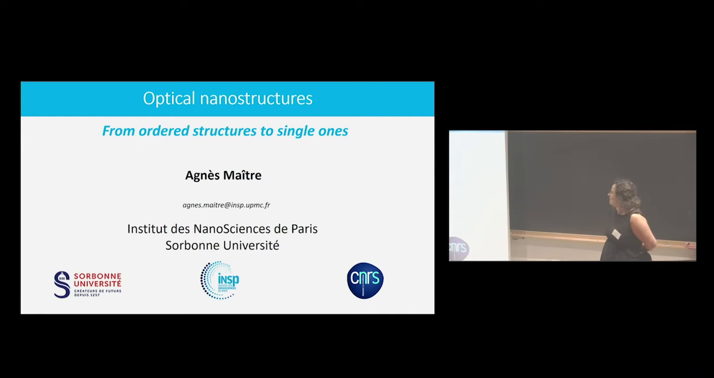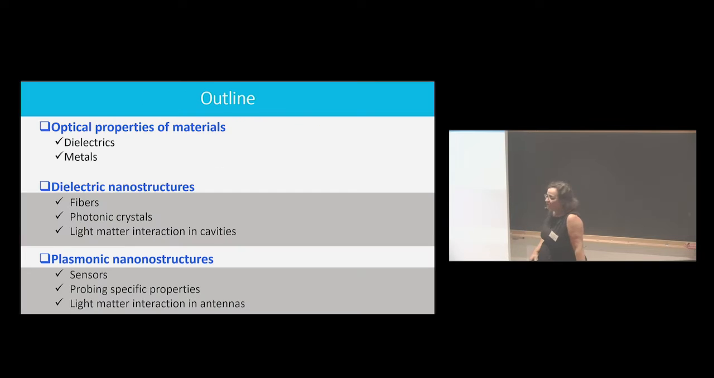In my talk, I will discuss some quite different things because I will not speak of disorder, but mainly of order, and I will explain how you can use optical nanostructures, ordered ones or second ones, in order to tailor specific properties. So, in the first part of my talk, I will first remind you of some basic laws on dielectrics and metals, and then I will explain how you can use either dielectrics or plasmonic nanostructures in order to do optics.